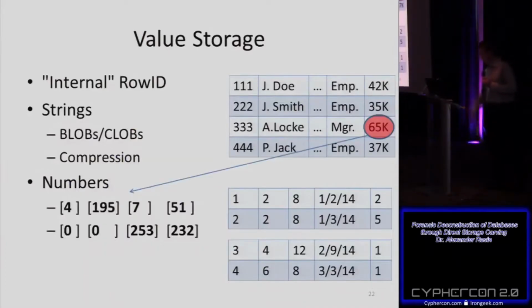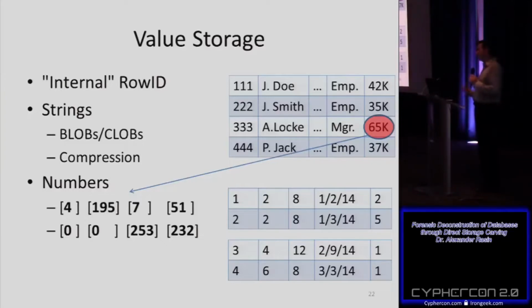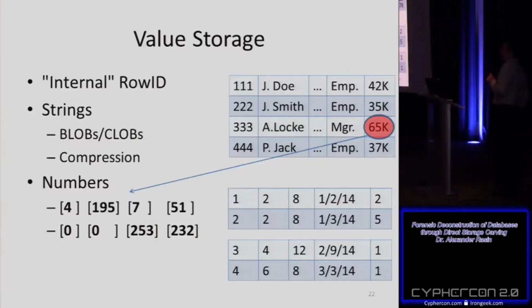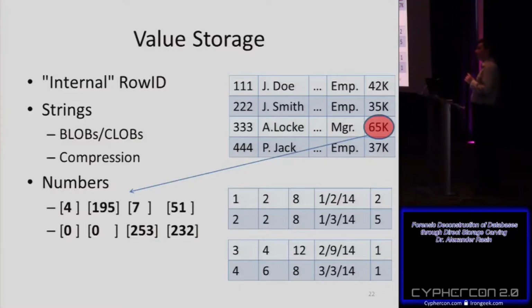So again, this is back to our example of what the value might contain. So 65,000 is 4 for 4 bytes, 195 for the zeros, 7 for the 6 in the beginning, and then 51 for the 50 in 65,000. And there's a lot of other interesting issues. So we kind of have a handle on internal row IDs, but databases might also have binary large objects, which could be, once again, images or some other data types. Some databases use compression. Sometimes compression kicks in automatically, like in Postgres. Obviously, there's encryption issues. So deconstruction of values is still somewhat of a work in progress.